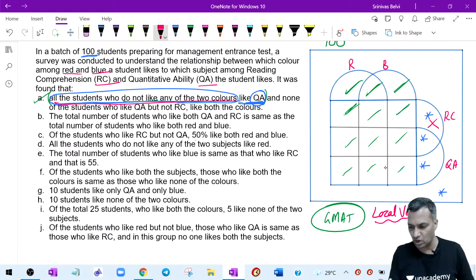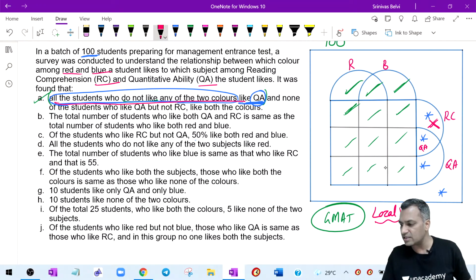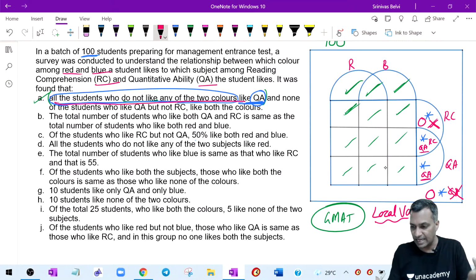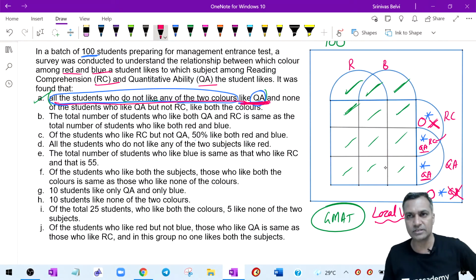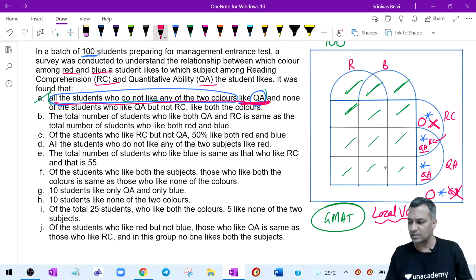All students who do not like, they like QA for sure, which means they don't like RC alone. Hey, is there a QA in this? There is a QA in this. Along with QA, there is RC in this, but QA is there. Is there a QA in this? Yes, QA is there. Is there a QA in this? No, QA is not there. So not there means what? These are zeros, because they like QA. That is what they said. Along with QA, they are liking RC. Is this clear now?